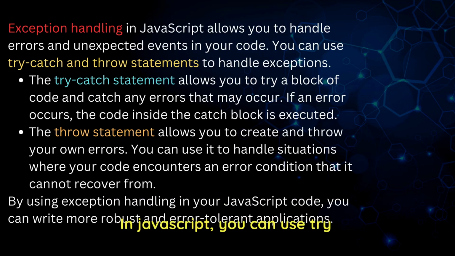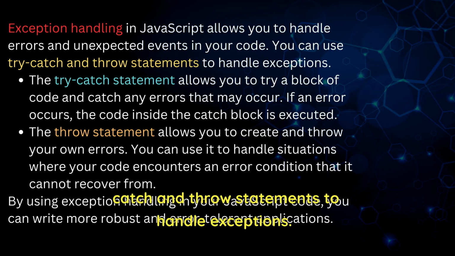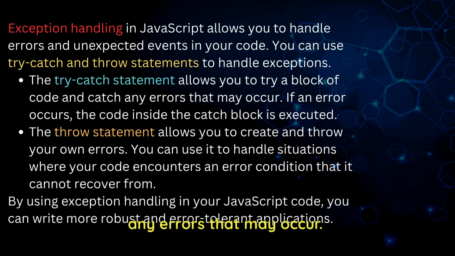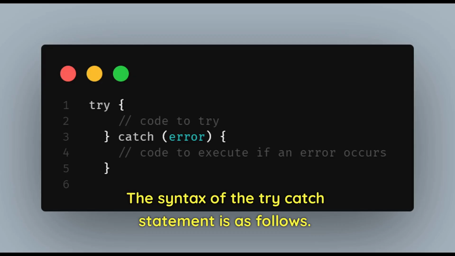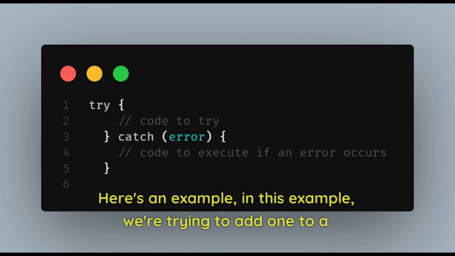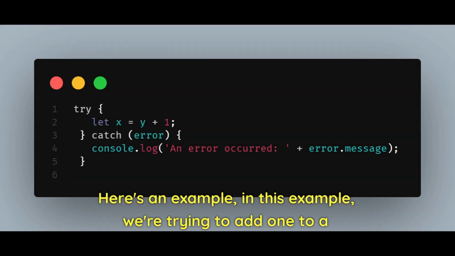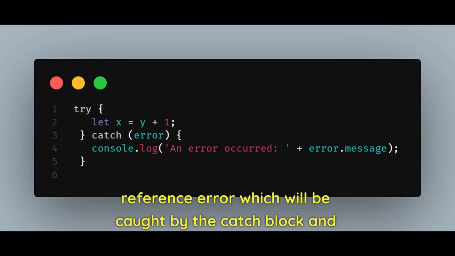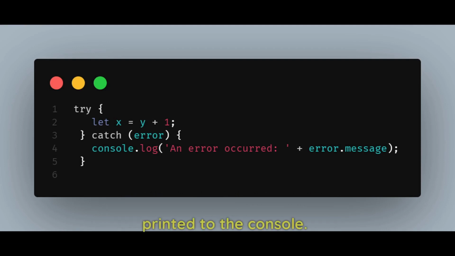In JavaScript, you can use try-catch and throw statements to handle exceptions. The try-catch statement allows you to try a block of code and catch any errors that may occur. The syntax of the try-catch statement is as follows. Here's an example. In this example, we're trying to add 1 to a variable y that hasn't been defined. This will result in a reference error, which will be caught by the catch block and printed to the console.